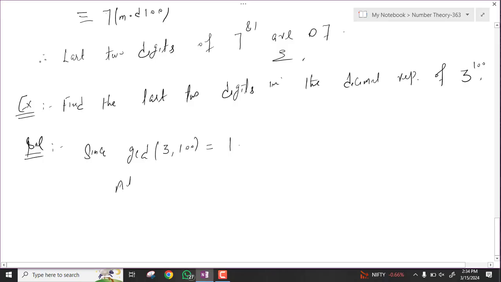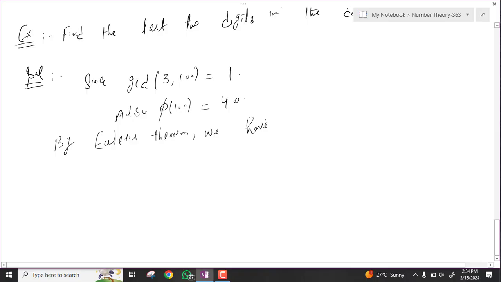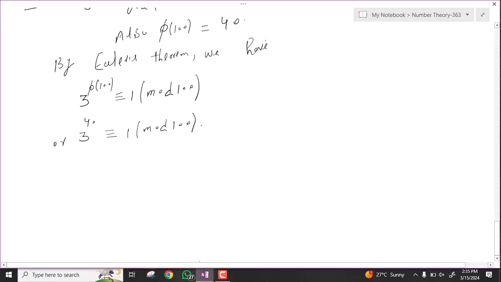Okay, we have already proved in the above question that phi of 100 equals 40. By Euler's theorem, a to the power phi of n is congruent to 1 mod n. Here a is 3 and n is 100, so 3 to the power phi of 100, which is 40, is congruent to 1 modulo 100.